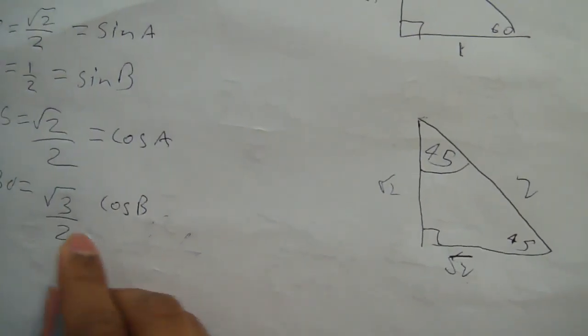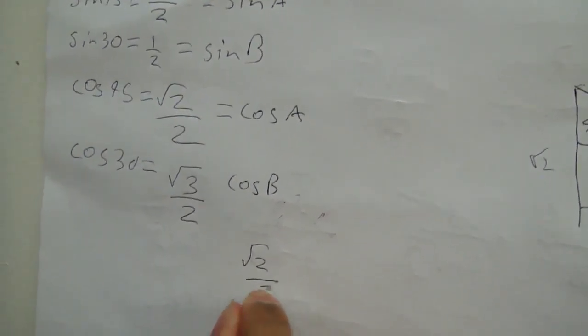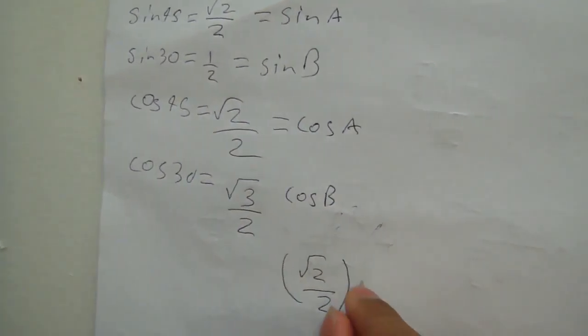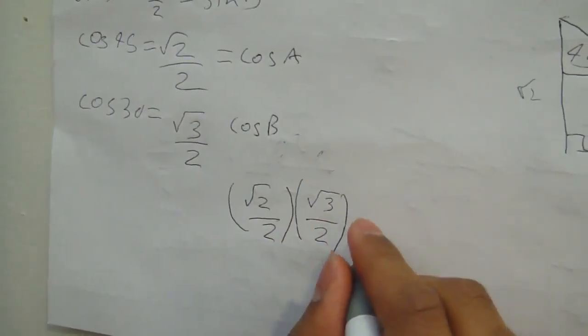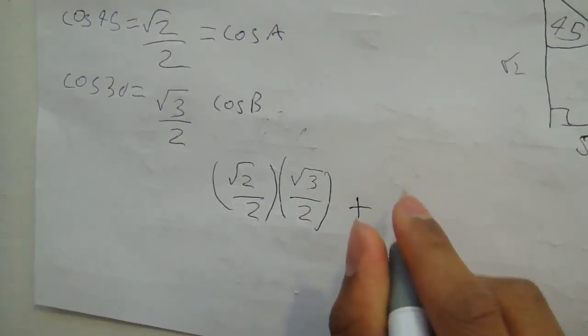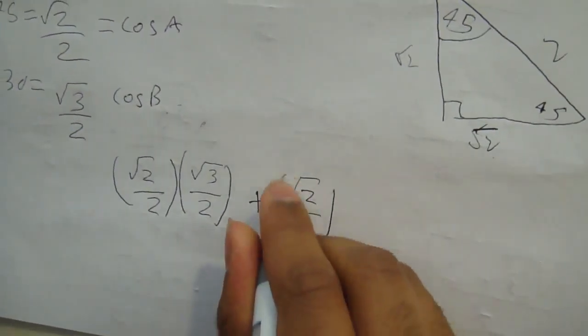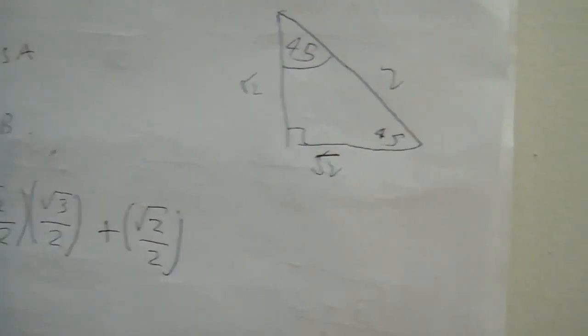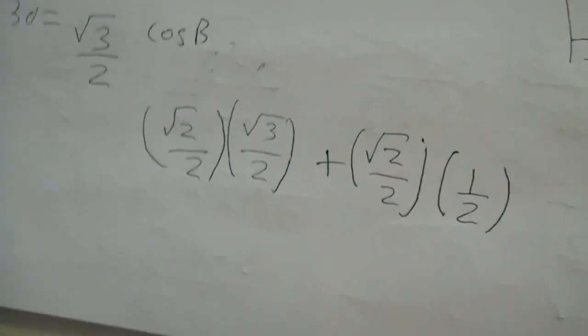So sine A is square root of 2 over 2, times cos B, which is square root of 3 over 2, and then plus cos A, which is square root of 2 over 2, times sine B, which is 1/2. Alright then, now let's do the math.